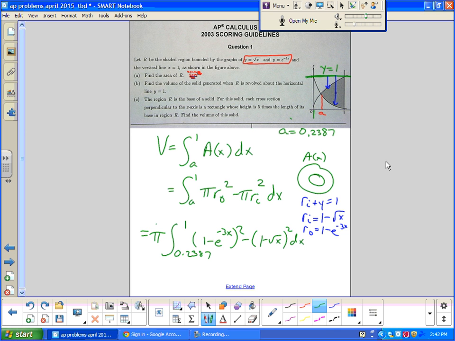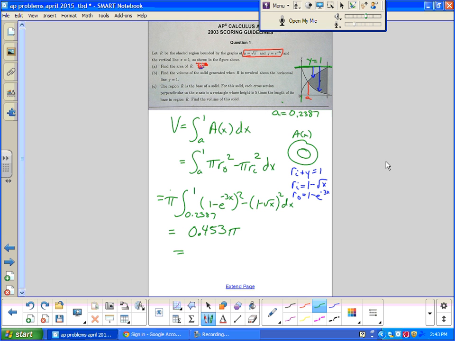All right, if I enter this in my calculator, I get 0.543 pi, but that's not what I would write. I would write 1.423. It's something like 6.